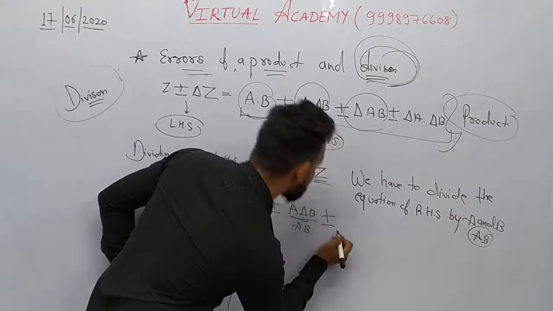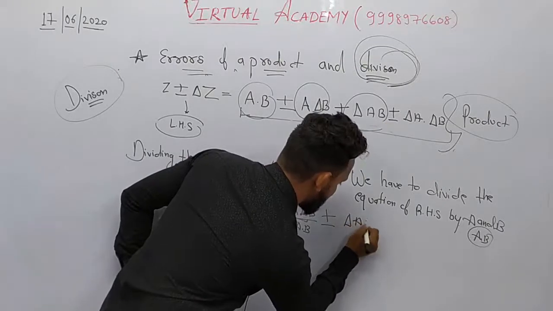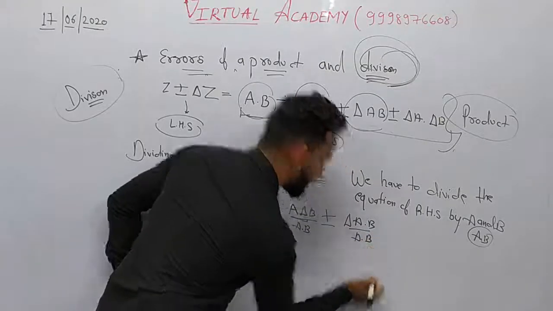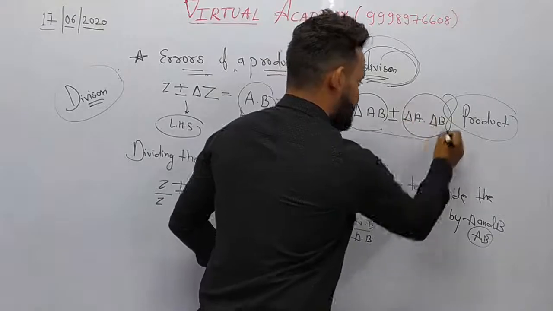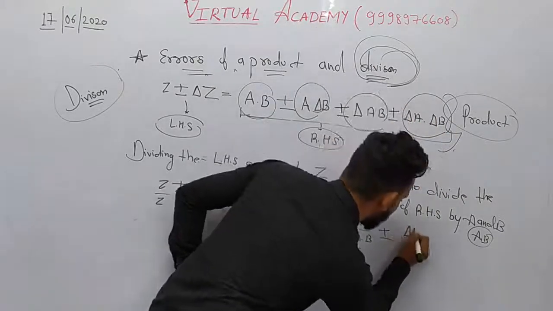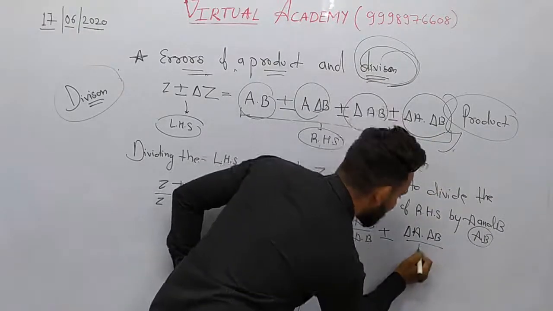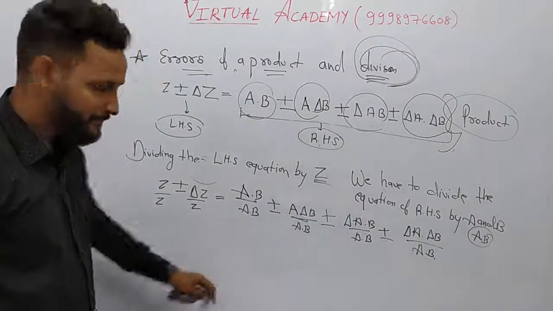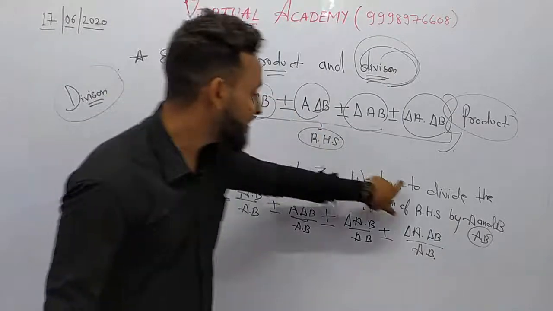Now after this equation, go for it. It's a symbol of plus and minus, delta A into B. Now divide this equation by AB. Clear? A and B. Now after that, this last term, delta A into delta B, is also divided by AB. Clear? Understood? What did we do? The left hand side equation is divided by Z, the right hand side equation is divided by A and B.